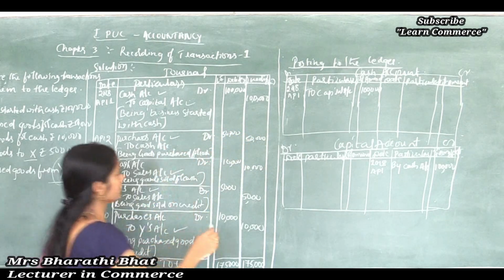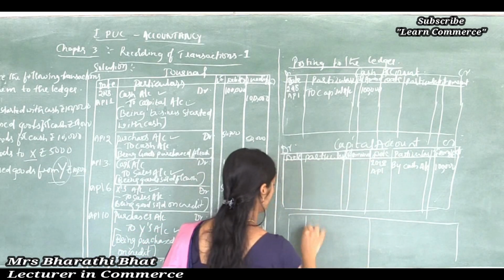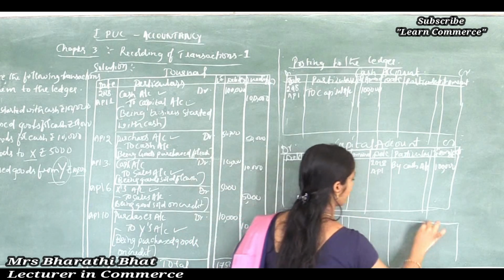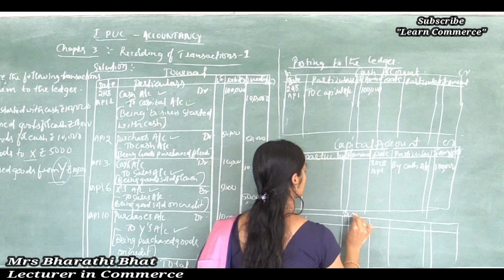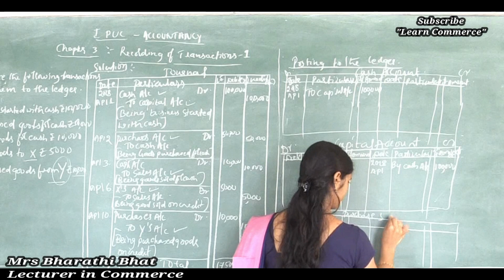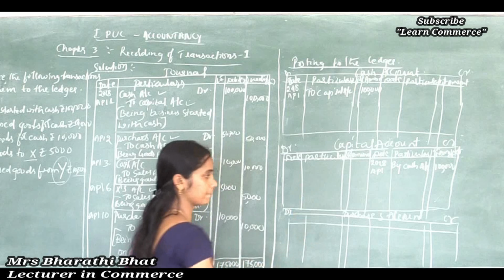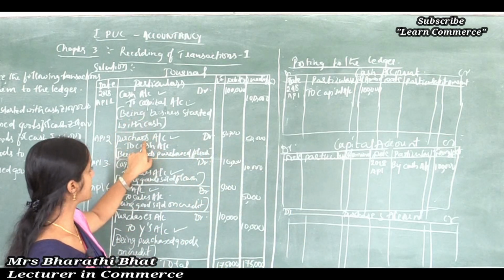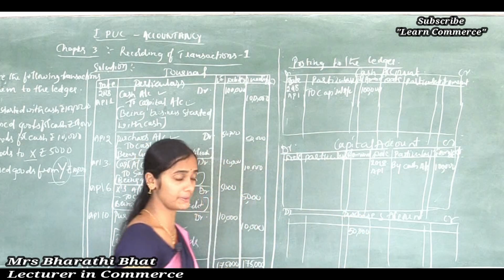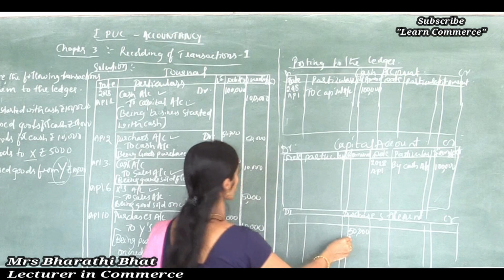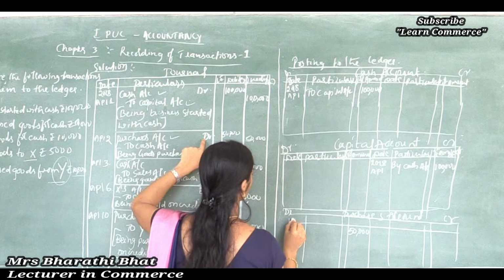One more account we need to prepare, that is what? Purchases account. Date, particulars, JF, amount, date, particulars, JF, amount. Please fill these columns. Purchases account, credit and debit. Clear? So purchases account is debited. First record the amount. Because we are preparing the purchases account, consider this particular purchases account debited 50,000.